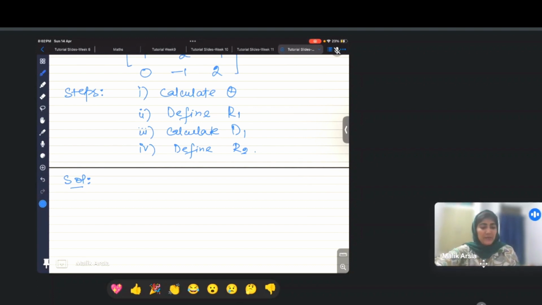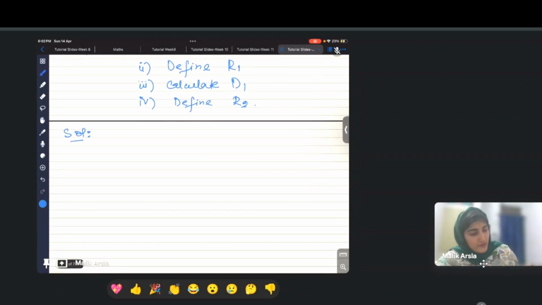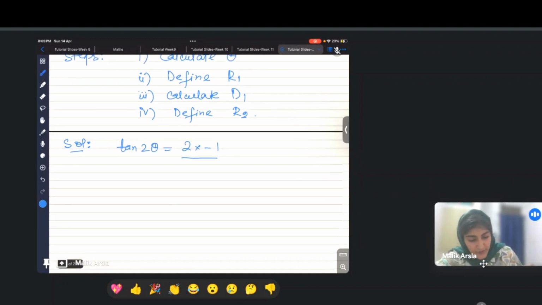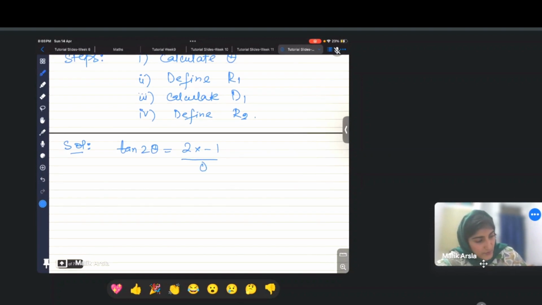Let me go through the solution also. Meanwhile, you keep on doing your work. So here, first we find tan 2 theta, which is equal to 2 into minus 1 upon 0. So it implies 2 theta is equal to minus pi by 2. It implies theta is equal to minus pi by 4.